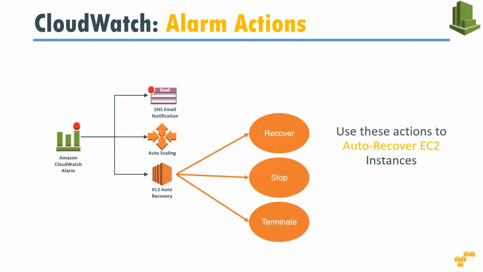If you want to trigger it to an auto recovery service of EC2, then you will have these three possible actions available to you. Either you can recover that instance, stop that instance, or terminate that instance if you identify that something is going bad with that instance. So depending upon where you're sending the CloudWatch alarm, you can have these possible actions triggered. A combination of these things is also possible. Then you can take the appropriate action depending upon your customer needs.